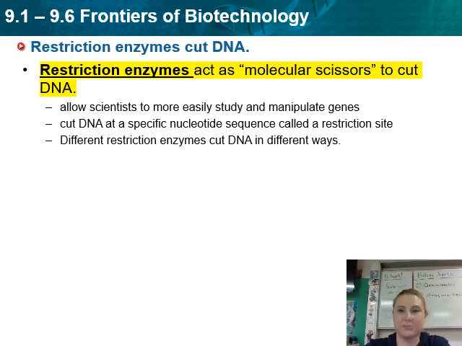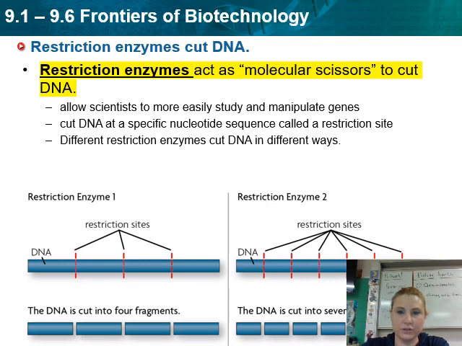Restriction enzymes act as molecular scissors, and they actually cut the DNA, allowing scientists to then just look at a specific part. So there we are. You can see the first enzyme cut it into 3 spots so that you have 4 little pieces. Restriction enzyme number 2 cut DNA in many more spots, so you have several different little pieces that can be looked at more closely.